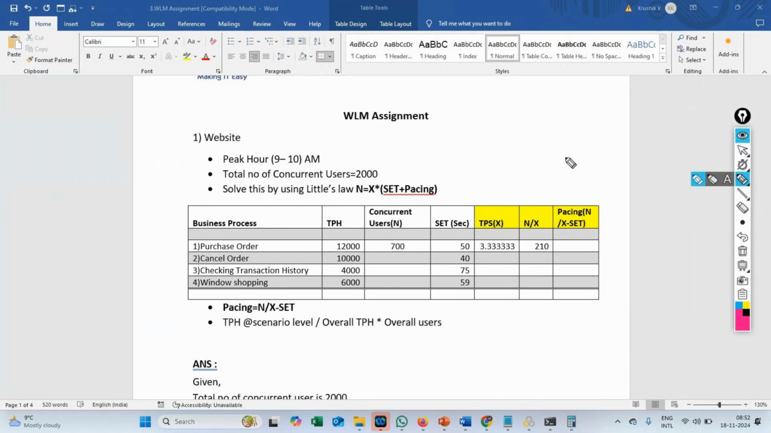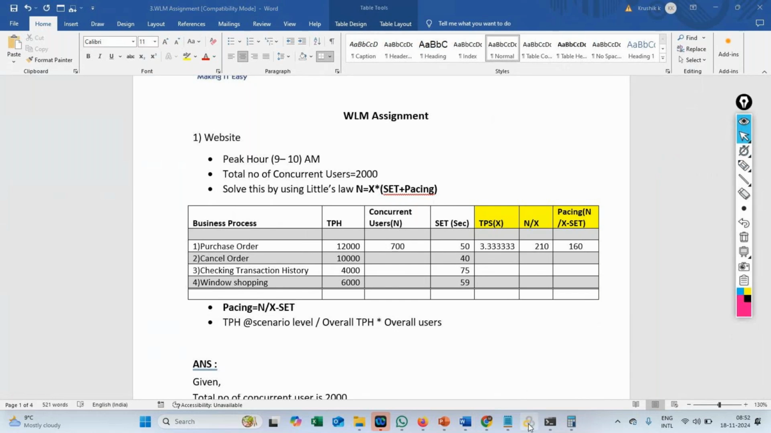And then pacing is nothing but n by x, this column, minus SET, this column. N by x minus SET. Okay. So what is 210 minus 50? That is 160. So 160 is your pacing value.